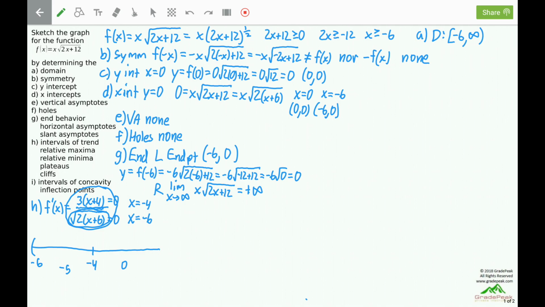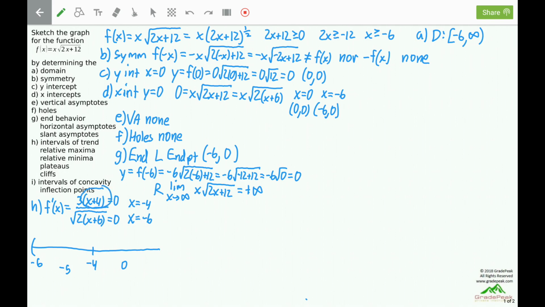The domain says that x value has to stay greater than or equal to -6, and -6 isn't included here, so we will be greater than -6, and anything greater than -6 added to 6 will be a positive number. So that square root in the denominator is all positive. Also in the numerator, the 3 is positive, and therefore neither of those will determine whether the first derivative is positive or negative. It depends only on x plus 4.